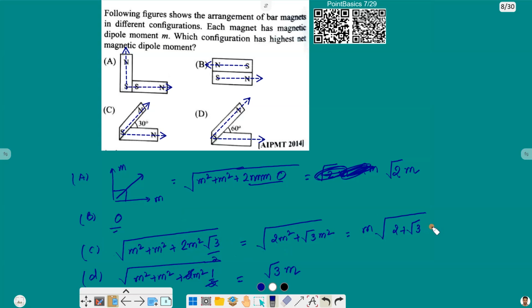If we compare, this is under root of 2 plus root 3. Root 3 is 1.73, so it will be 3.73. So under root it is 3.73, and if we compare that, here we have 3 under root and here we have 3.73 under the root. So option C will give the highest magnitude. So C will be the right answer here. Now let's move to the next one.